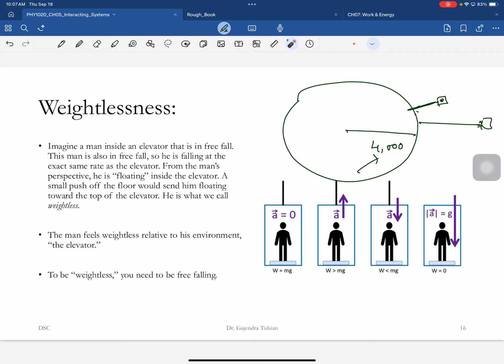So let's say here's the room, and I throw it. When the room is traveling only under the influence of gravity, it's free falling. And while it's free falling, you'll be weightless. As soon as the room hits the ground, suddenly you gain back your weight.